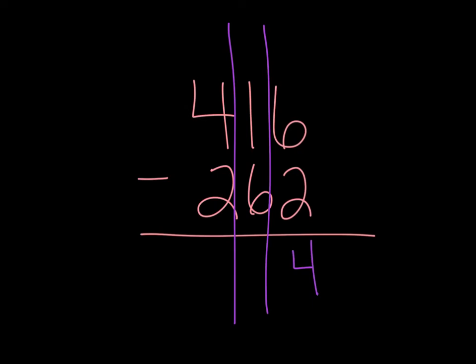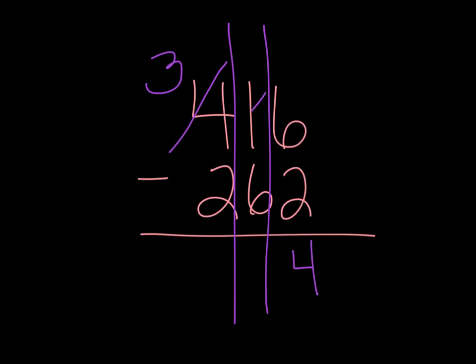I'm going to move over to the tens column and look to see if the bottom is bigger. Is 6 bigger than 1? It absolutely is. So I'm going to have to go to the hundreds column. I'm going to have to take 100. So if I'm taking from the 4 I have, I'm going to have 3 left. I'm going to take that hundreds flat. I'm going to break it up into tens bars to give to the tens column.